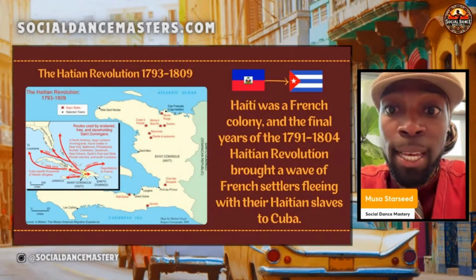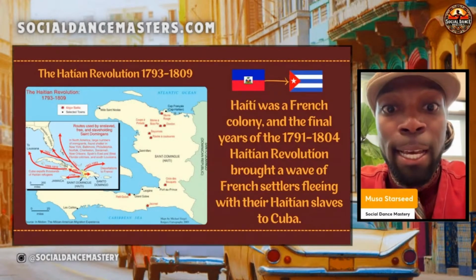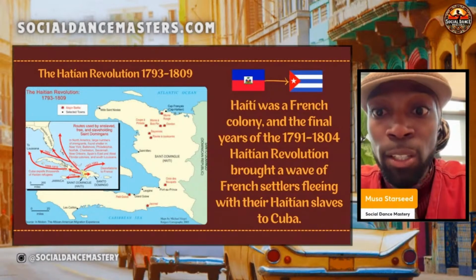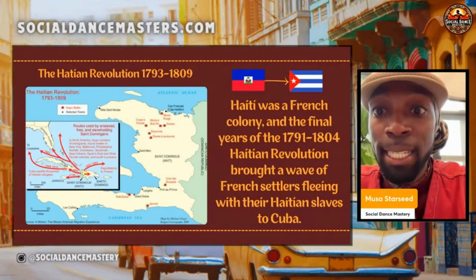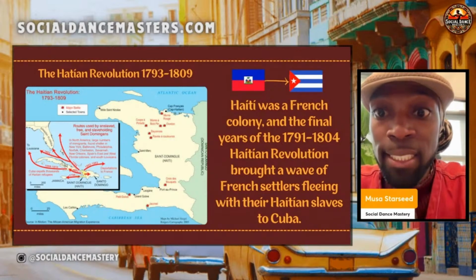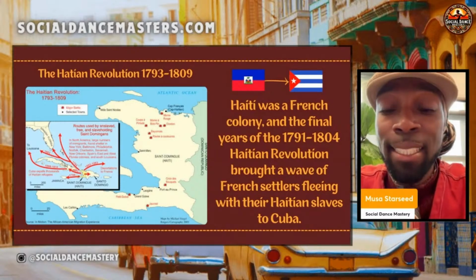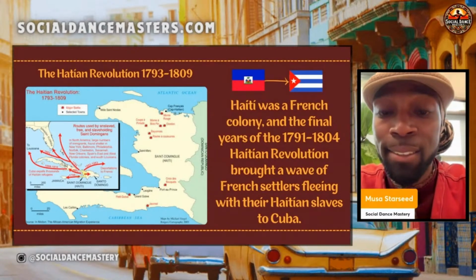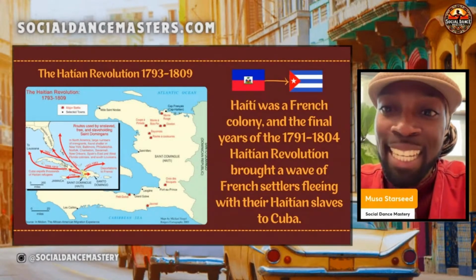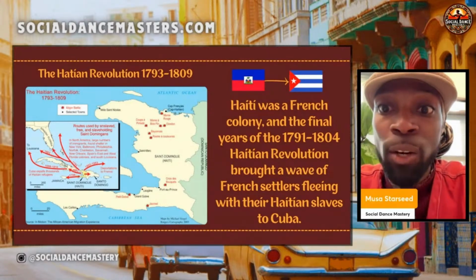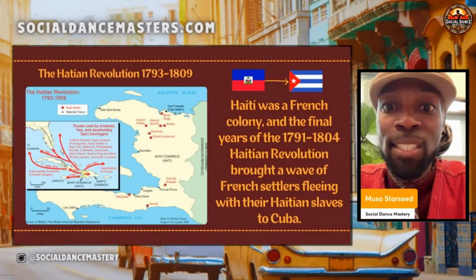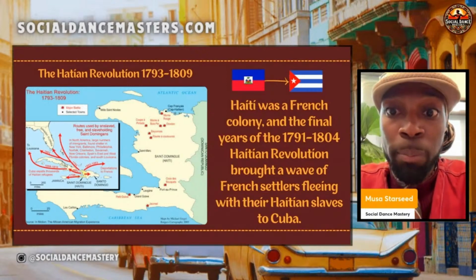Now, if you look at the map right here, you see that Haiti is very close to the eastern side of Cuba. After the Haitian Revolution, after that exodus of people from Haiti, a lot of people went over to that eastern side of the island and reestablished themselves there. Places like Santiago de Cuba, places like Guantanamo. And this is where some of the first contradanzas were being formed.